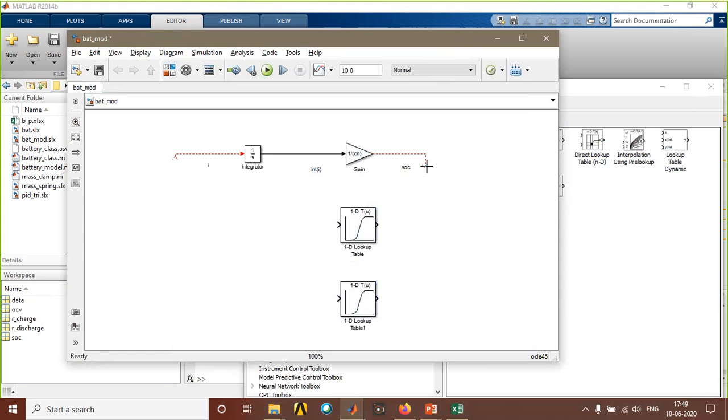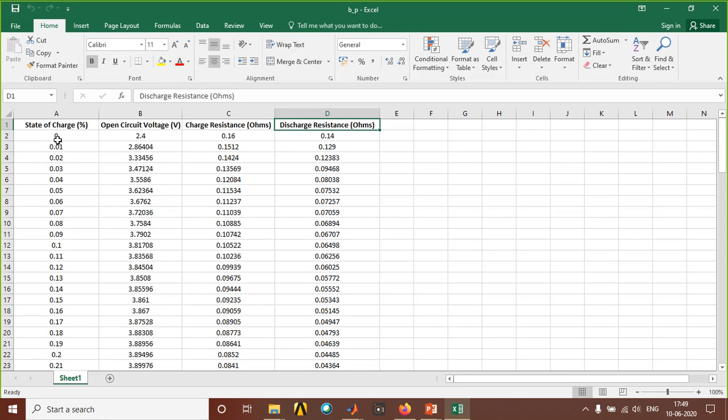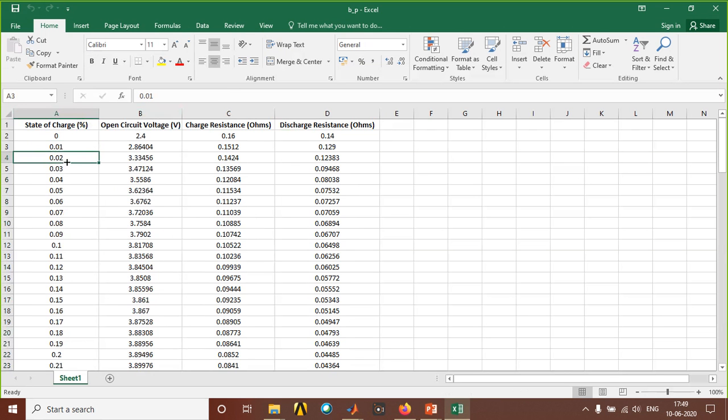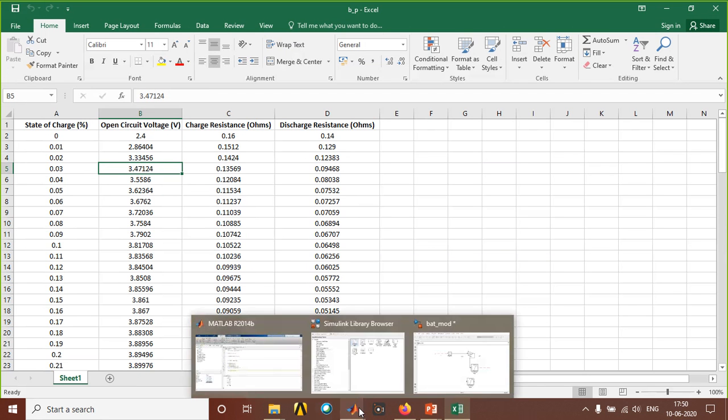I am bringing the state of charge here. The input to this lookup table is SOC. Using SOC, I am going to measure the OCV. When you see here, we have a state of charge, and proportionally we have open circuit voltage. For each state of charge, there is a particular open circuit voltage. These things work proportionally. If you know OCV, you can predict SOC. If you know SOC, you can predict OCV. Any one is sufficient.